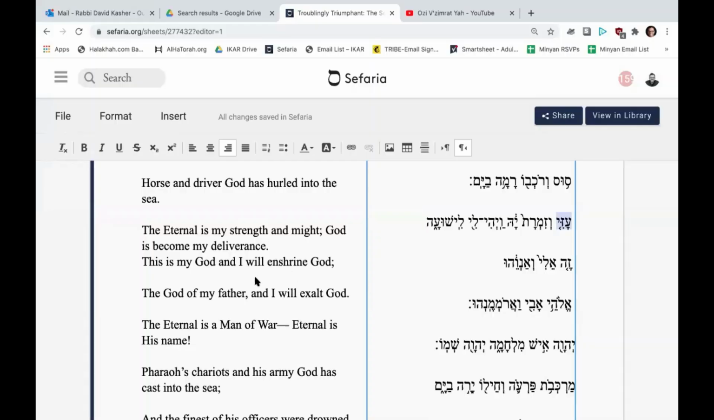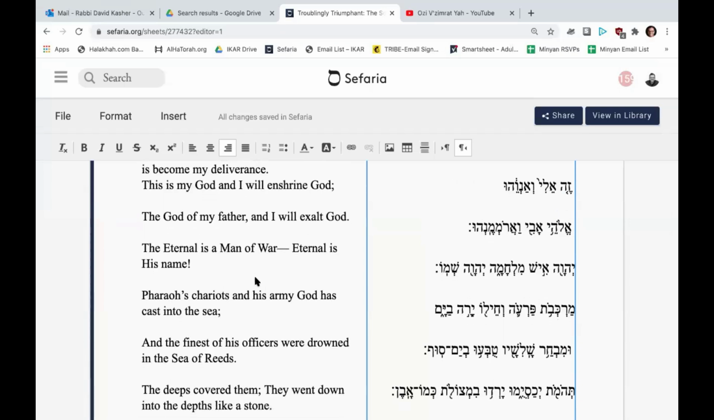Not least of which is anthropomorphism, and not least of which is gender. And there's so many things. This next line is Adonai ish milchama, Adonai shmo. God is a man of war. Eternal is his name, right? I always translate Adonai as eternal because it has a little bit of that connotation. So Adonai is his name, right? The Lord is his name. But okay, we really need to stop here, as Florine stopped us, and take a look at this line. God is a man of war. God is his name.